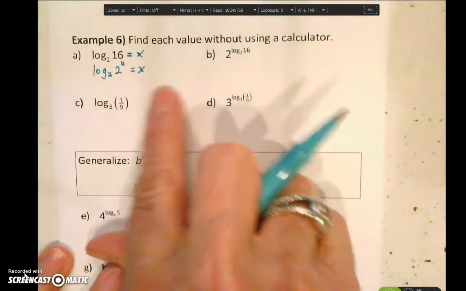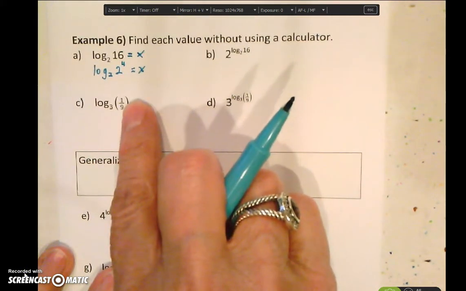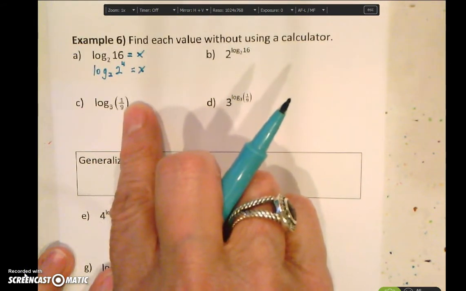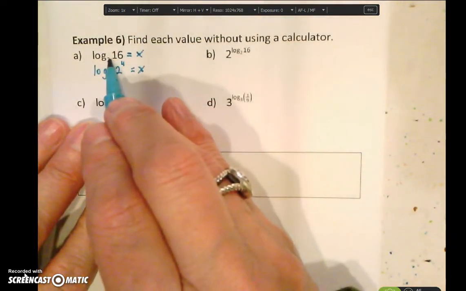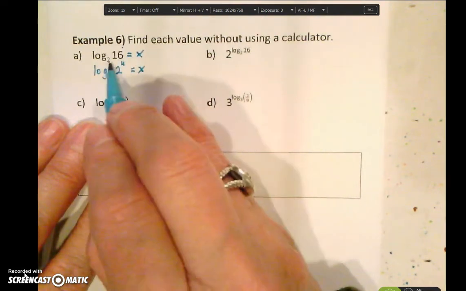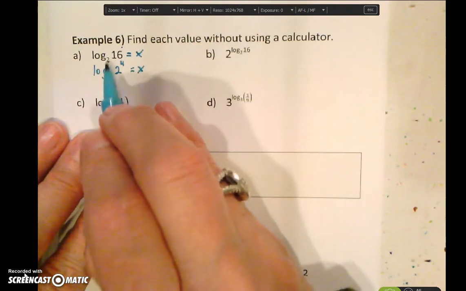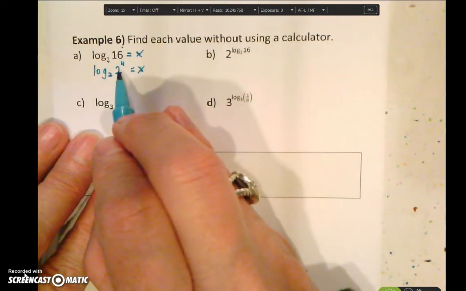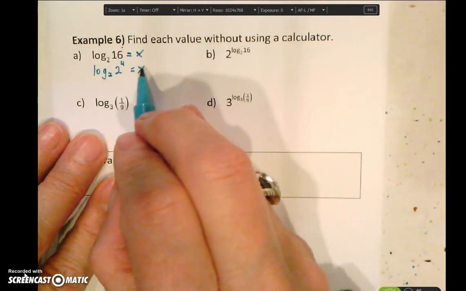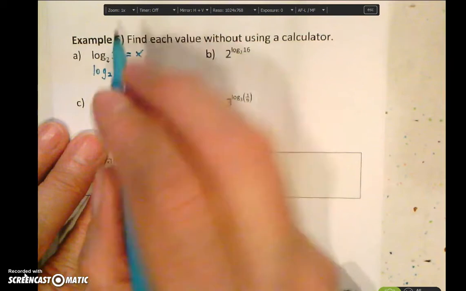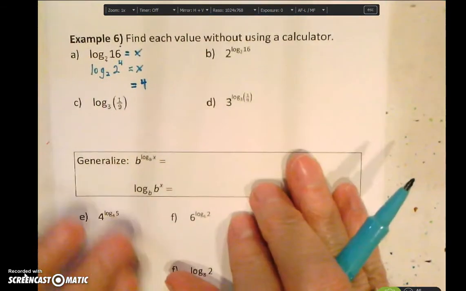In example 6, we're just going to be investigating a couple of generalizations that are nice to be able to use. So here I have log base 2 of 16 is x. And so we would say 2 to what power is 16? Well, 2 to the 4th power is 16. I'm going to rewrite this to emphasize this rule. 16 is actually 2 to the 4th power. So this basically says 2 to the x is equal to 2 to the 4th. And my answer then is that x is equal to 4.